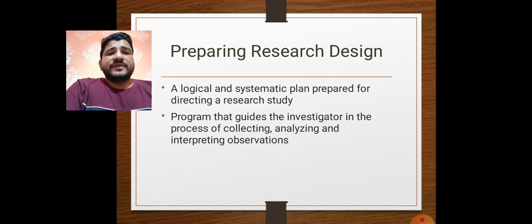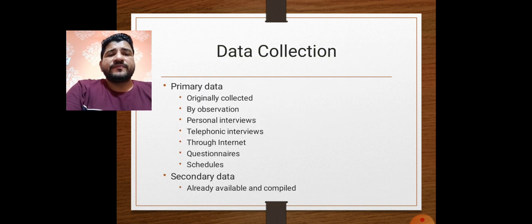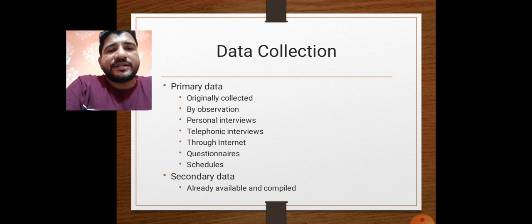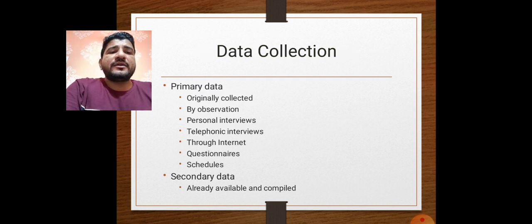Preparing research design: a logical and systematic plan prepared for directing a research study. A program that guides the investigator in the process of collecting, analyzing, and interpreting observations. Data collection: primary data and secondary data. Primary data: originally collected data, by observation, personal interviews, telephonic interviews, through the internet, questionnaires, schedules. Secondary data: already available and compiled.